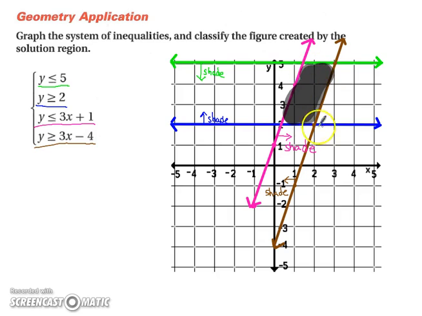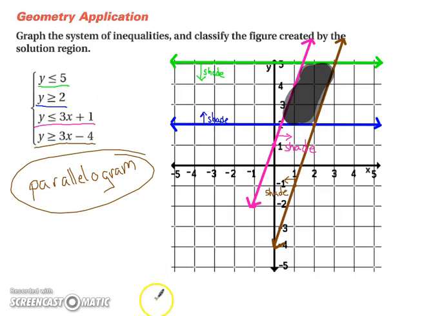Now, what shape does that make? Well, in this case, it makes a parallelogram. And that ends our lesson on solving systems of linear inequalities.